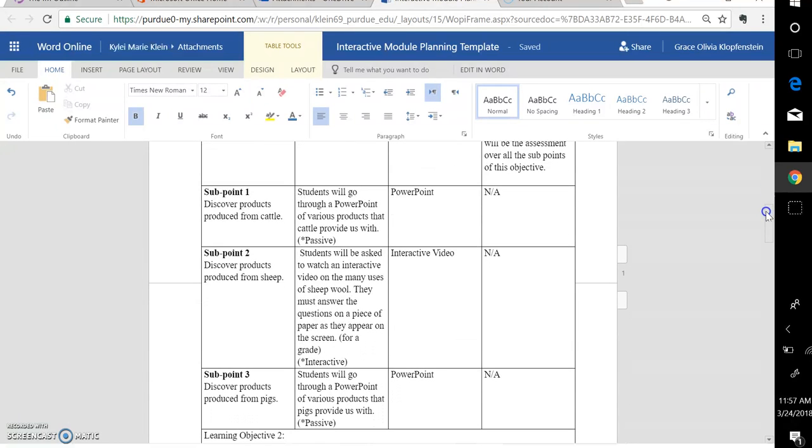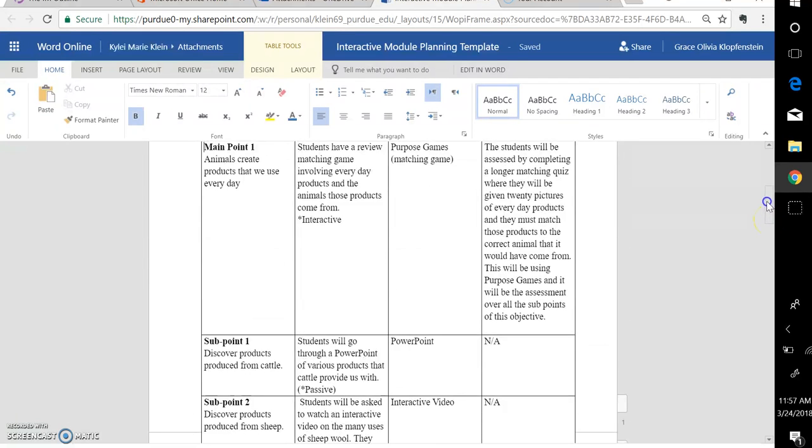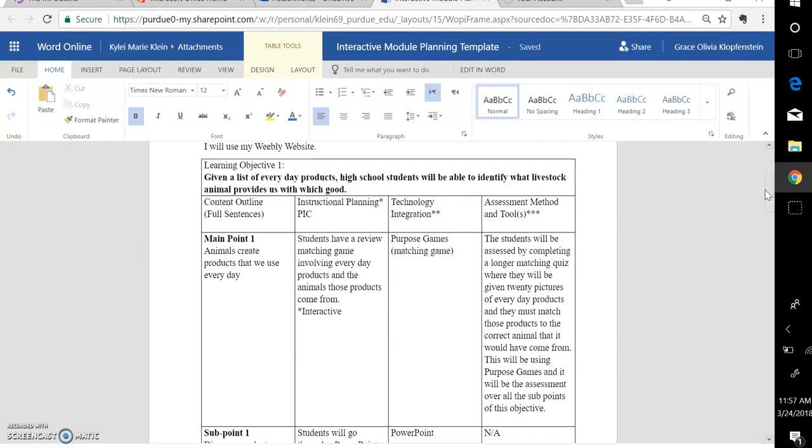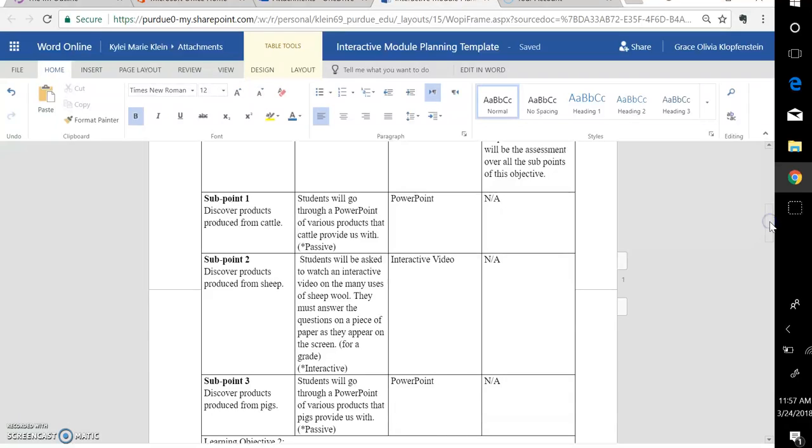Down into subpoint 1, all 3 subpoints 1, 2, and 3 will all use the same kind of assessment tool as used in the first one, since they're all related to the same thing. So now, if you break down each of these subpoints, you have discovering products coming from cattle, from sheep, and from pigs. That's subpoint 1, 2, and 3. In these, 2 of them are going to be passive, and 1 of them is going to be interactive.